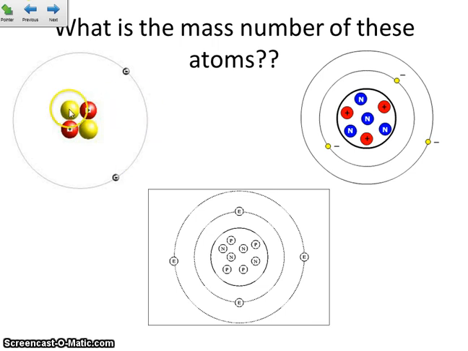So for this atom we go 1, 2, 3, 4. Mass number is 4. Over here, protons and neutrons, 1, 2, 3, 4, 5, 6, 7. Mass number is 7. 3 of those particles are protons and 4 of them are neutrons. If you take the number of protons, 3, plus the number of neutrons, 4, and add them together, you get 7. For this one, number of things in the middle, 1, 2, 3, 4, 5, 6, 7, 8 particles in the middle, so the mass number of this is 8. Again, we're not counting the electrons because they're too light.